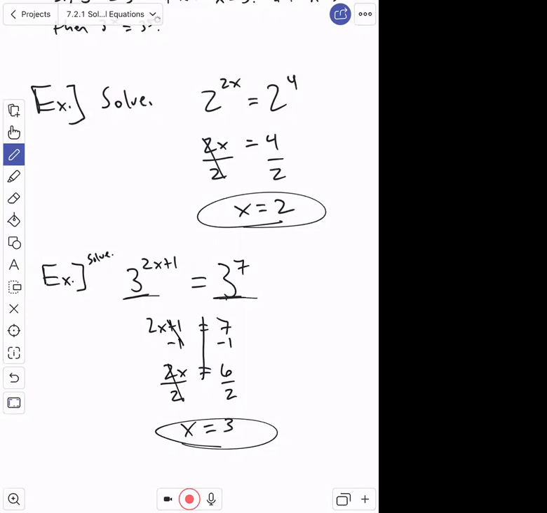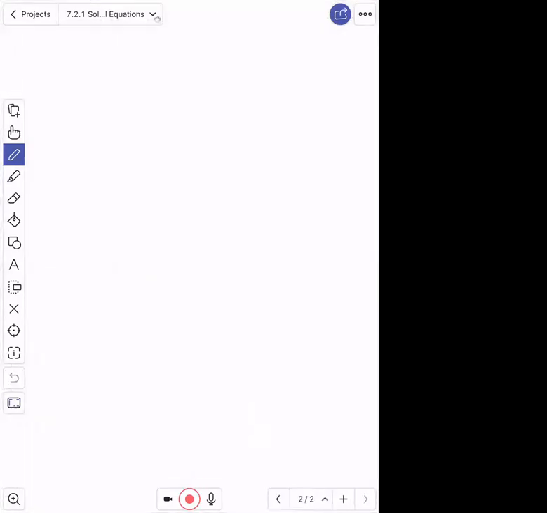Questions on either of those first two examples? Guys, most of the problems on the homework are going to be of this next variety. What if the base is not the same?